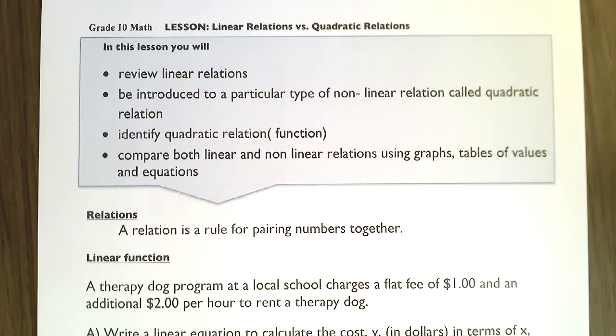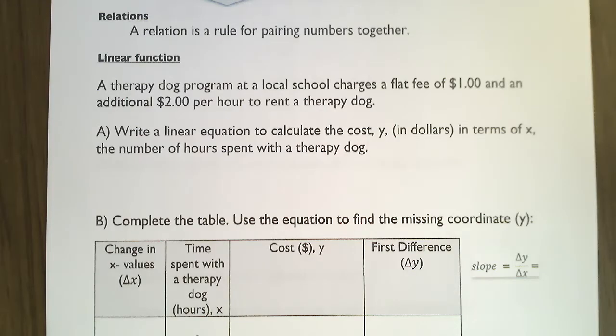What is relation? Relation is a rule for pairing numbers together. Many relations and patterns you have seen in the previous math studies were linear relations. Some relations are functions, but not all of them. You will explore this topic in more detail in grade 11. Let's look at the first example.